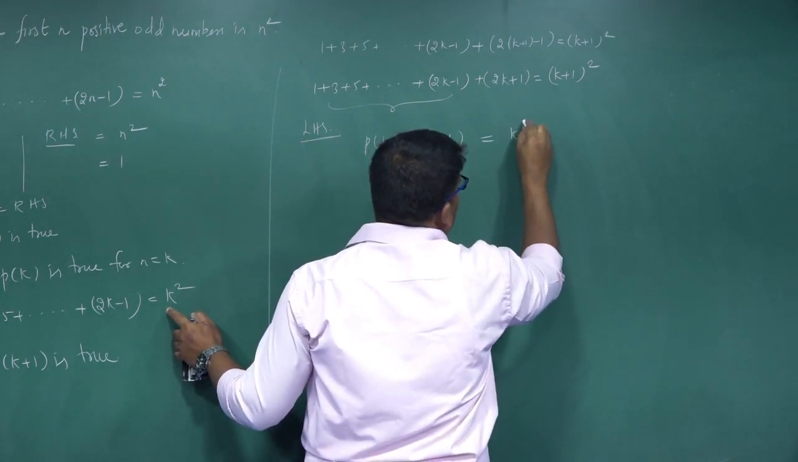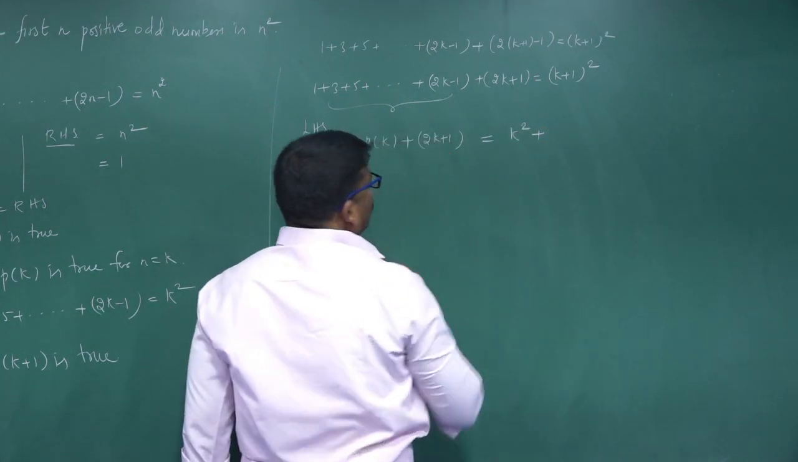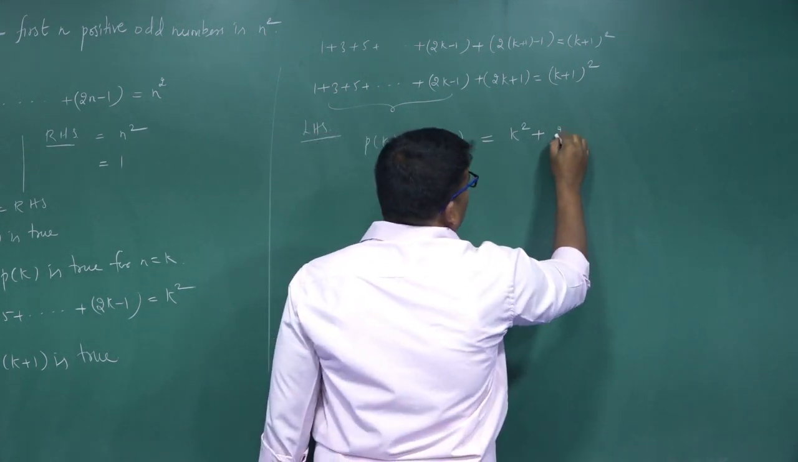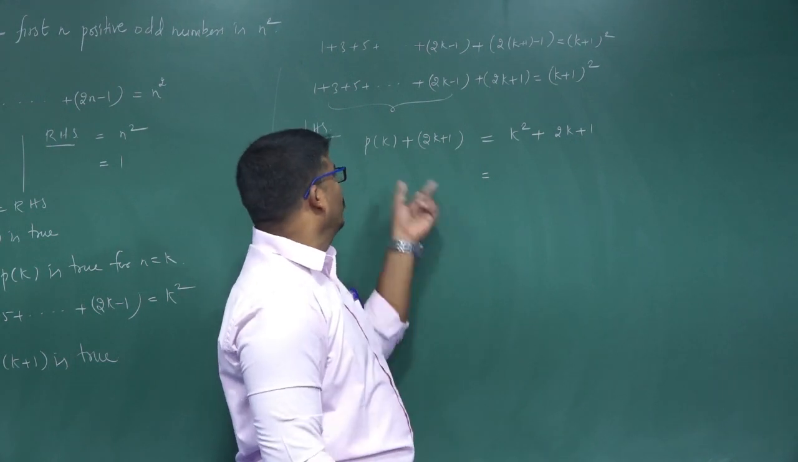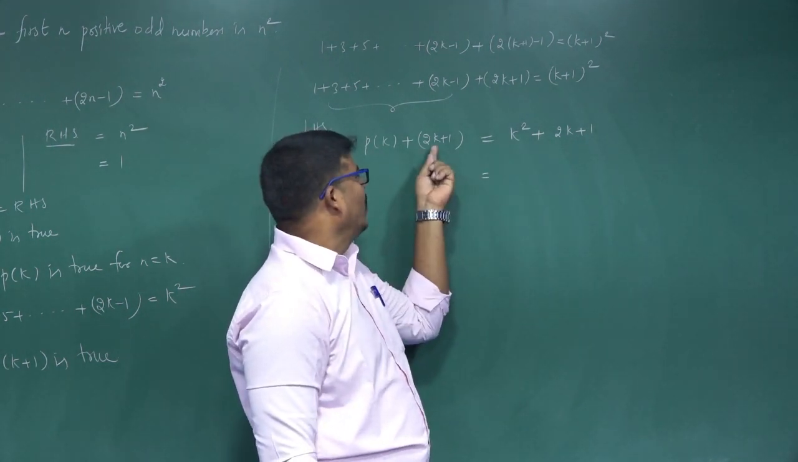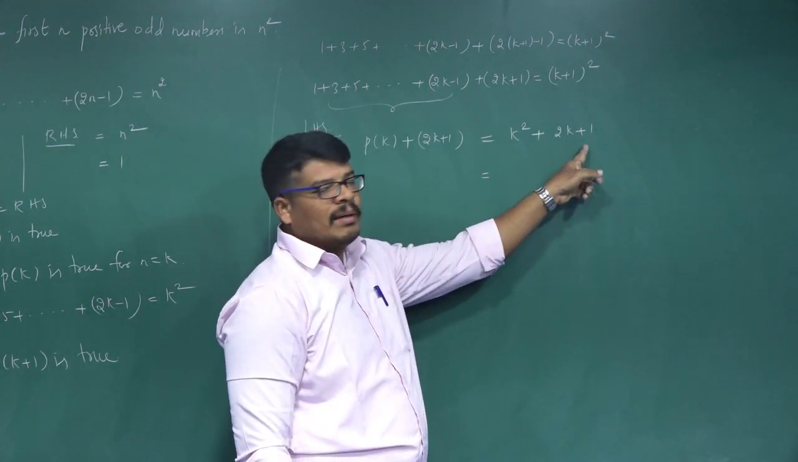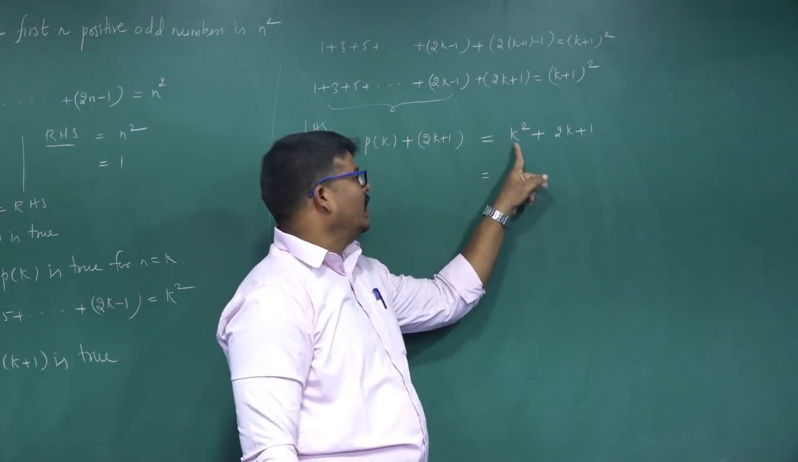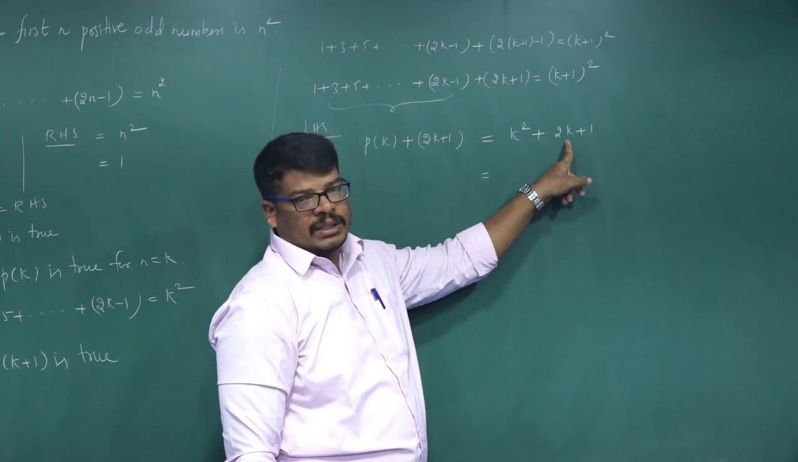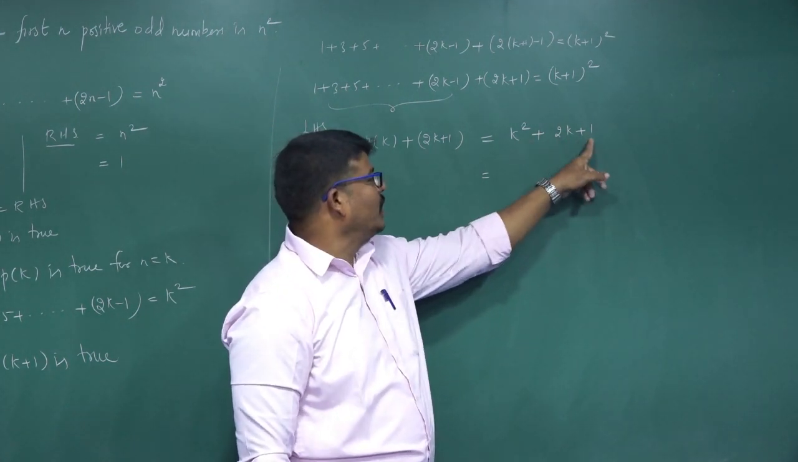P of k is k square plus 2k plus 1. K square plus 2k plus 1 is the a square plus b square plus 2ab expansion: a square plus b square plus 2ab.